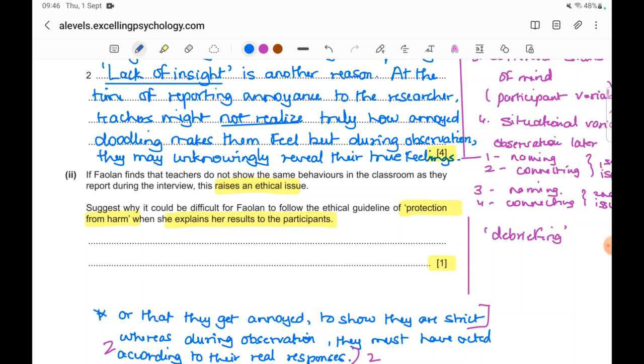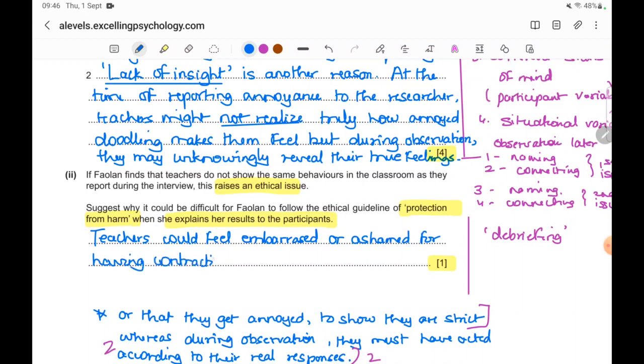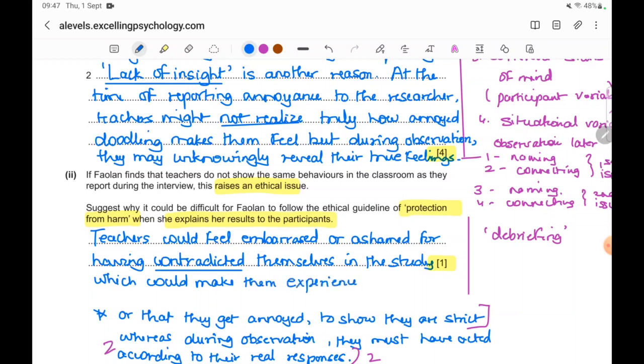Okay, so we'll just talk about the contradiction that participants experience here. So what we'll say is that teachers could feel embarrassed or ashamed for having contradicted themselves in the study, which could make them experience psychological harm, thereby breaking the guideline.